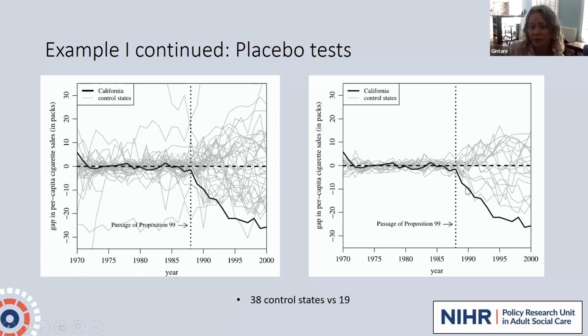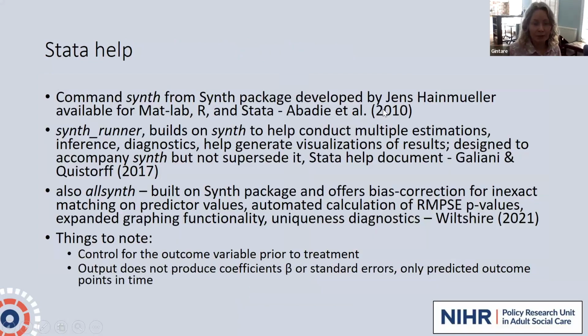So statistical significance is assumed when the treated unit behaves significantly differently in terms of treatment effect compared to the placebo tests. So in terms of Stata, there are a few packages that I know of that run the synth command. The first one was created by Jens Hainmueller, one of the co-authors of Abadie, and this package is available for MATLAB, R, and Stata. And then there's a couple of other packages.